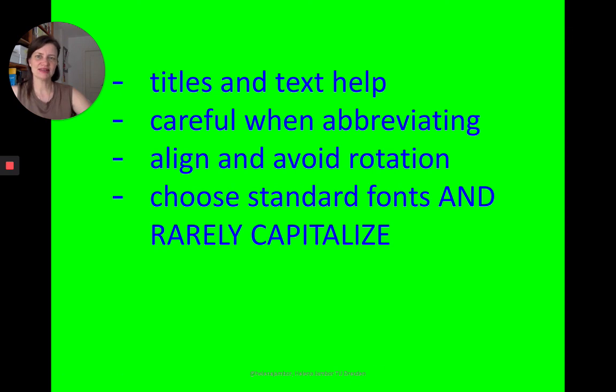So to summarize, titles and text do help and should never be forgotten. Be super careful when using abbreviations in your work. Align and avoid text rotation. Aligning text as much as possible on pages is really critical for the overall look of cleanliness. And then choose standard fonts. They all work fantastically well. And don't experiment with fonts in a scientific setting. And rarely capitalize.